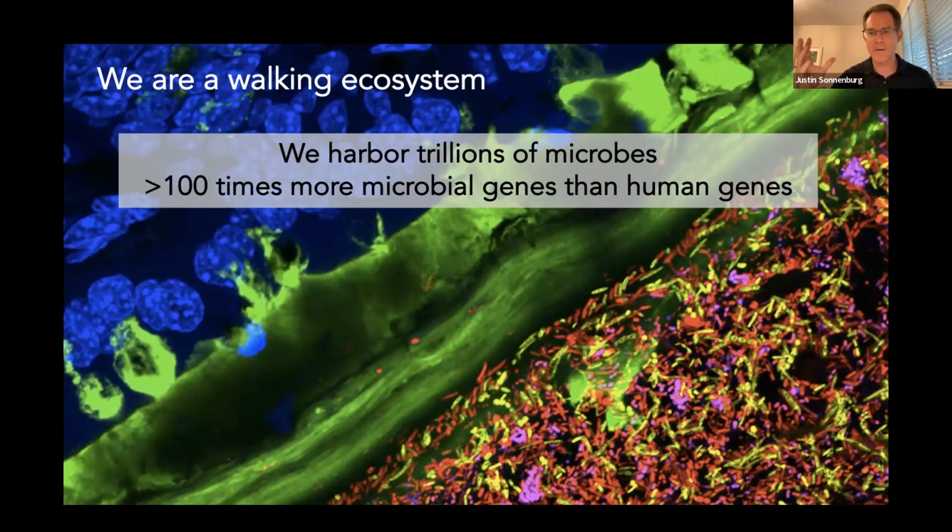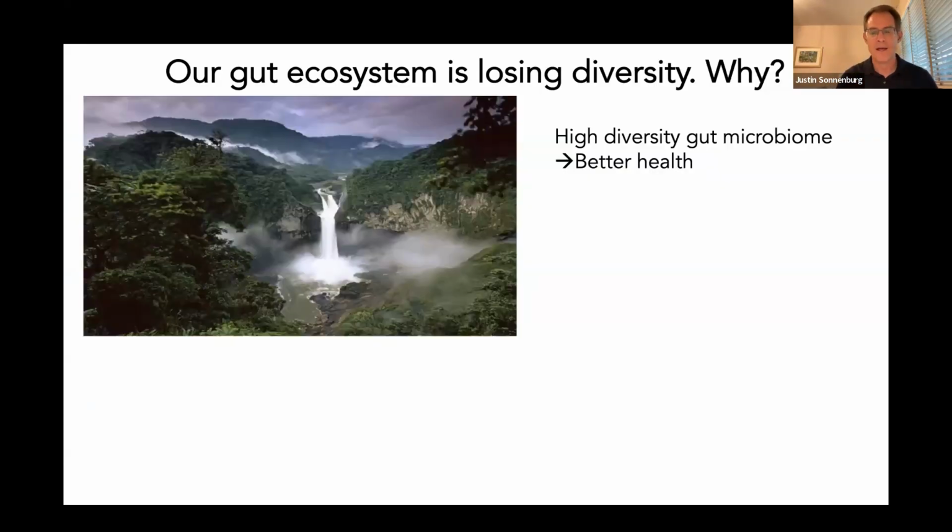There's a tremendous composite genome in these microbes, over 100 times more genes in that composite genome than genes in our human genome. And so that means that these microbes are bringing incredible metabolic capabilities, developmental signals, and we're still trying to understand this tremendous roster of genetic material. But one of the really important things to realize is that our gut ecosystem is losing diversity in the industrialized world. And we know that generally higher diversity of the gut microbiome is equivalent to better health.